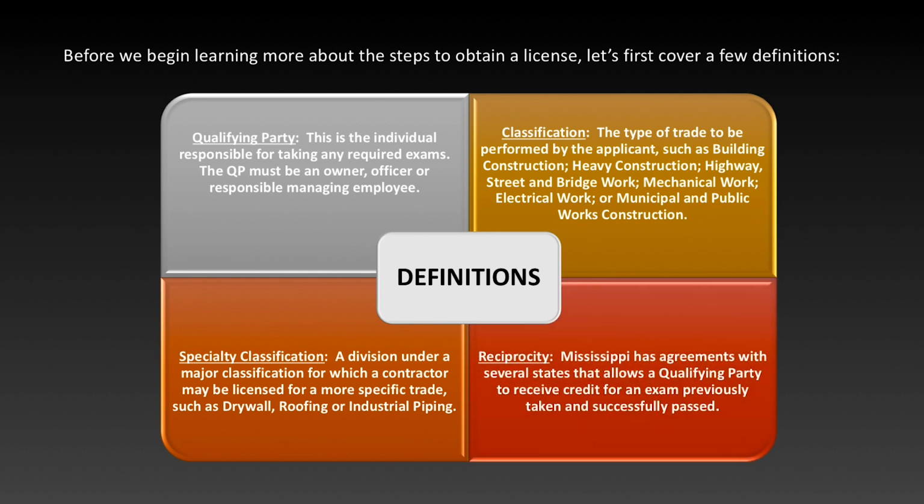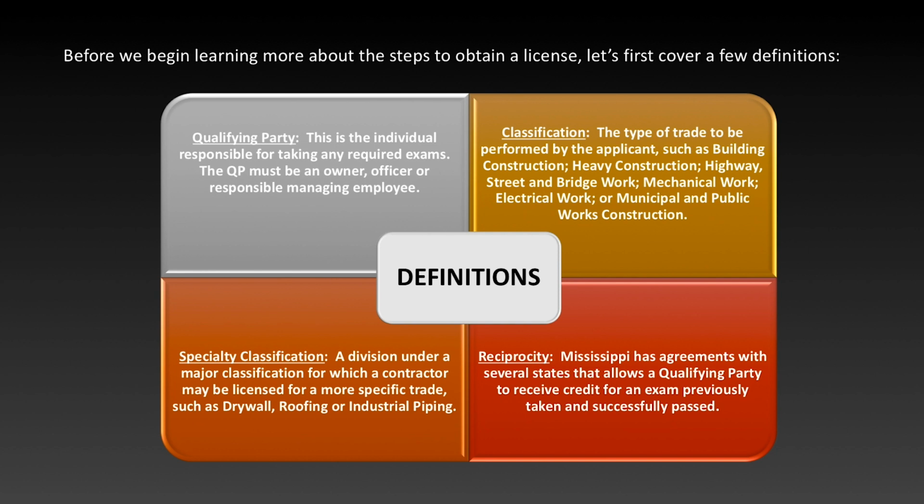Reciprocity refers to agreements Mississippi has made with several states that allows a qualifying party to receive credit for an exam previously taken and successfully passed. Even though an exam may be waived, applicants must still complete the application process to obtain a contractor's license.